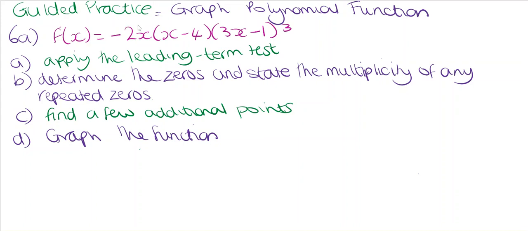So guided practice, graphing polynomial functions. So 6a, we're given a function and it's in factored form. So we need to apply the leading term test, determine the zeros and state the multiplicity of any repeated roots, find a few additional points and then graph the function. So we'll start with applying the lead term test. So let's just do that.